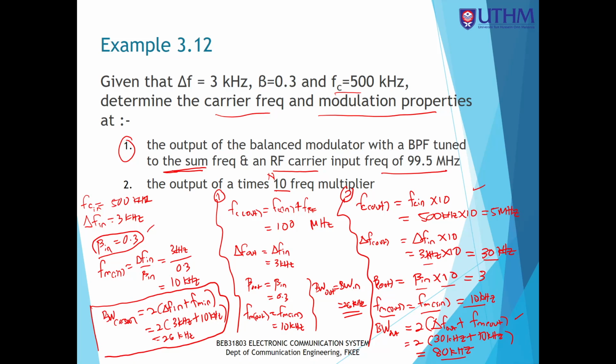So the bandwidth is actually depending on the value of beta. The higher the beta, the higher would be the bandwidth. Okay. So you understand now? You have more questions to ask? Yes, I understand, Dr. Thank you so much. Okay. Any more questions? No more questions. Okay.